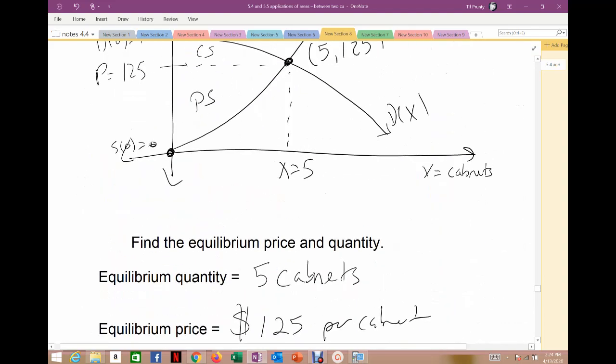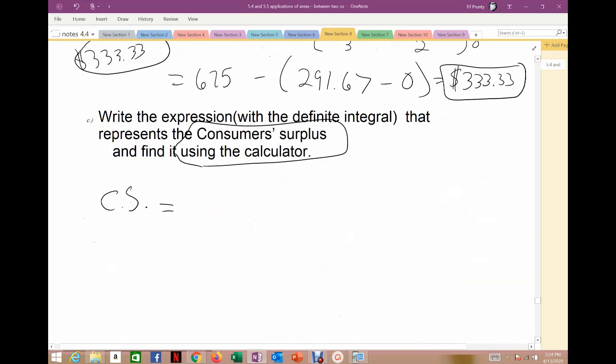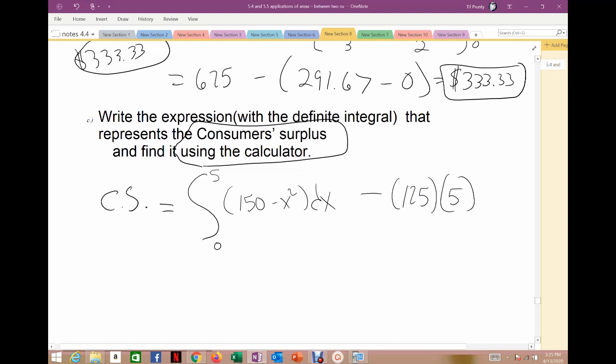Alright, so remember, this is the consumers. It's underneath my demand curve, right? This is my demand curve up here. And so the first thing I want to find is the total area under my demand curve. And so the total area of my demand curve is integrating from 0 to 5, right? 5 is where my equilibrium value is. My demand is 150 minus x squared. Right, but that would be the total area. I don't want the total area. I have to subtract away my revenue. And remember, revenue was 125 times 5, right? The price and the quantity, right? Price was 125, quantity was 5 cabinets.